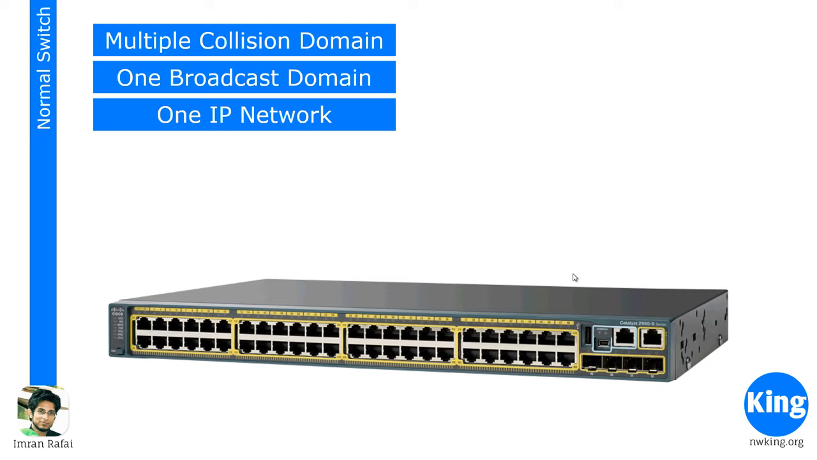And we know that this 48 port switch that you see on the screen has 48 collision domains. That means each of those ports or devices connected to each of those ports can communicate with another device on another port without colliding, right? So they are independent of each other. And we also know that all the 48 ports of the switch are part of one broadcast domain.